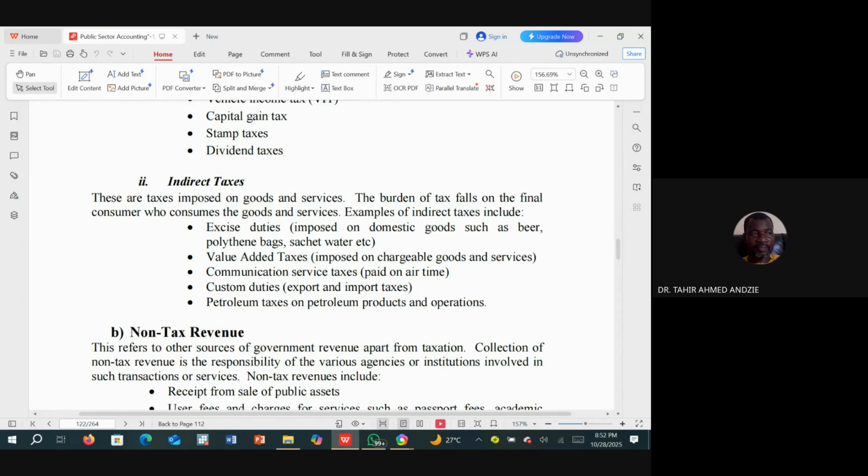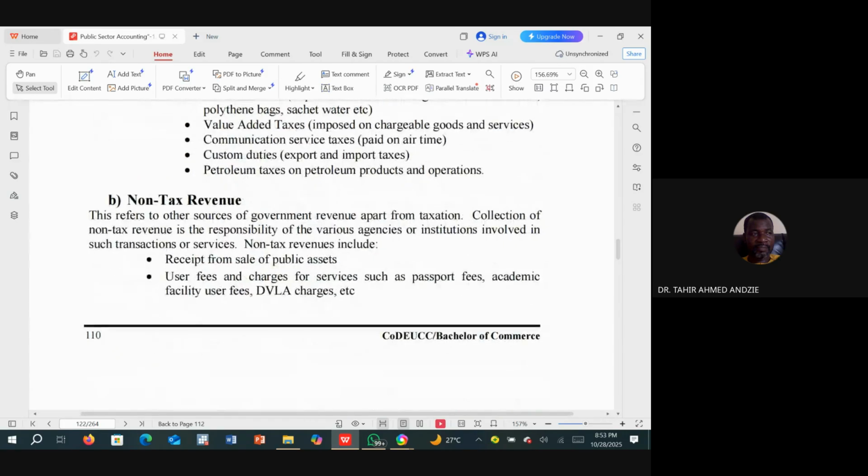So we have value added tax, which is imposed on chargeable goods and services. Then communication service tax paid on airtime. Then we have the e-levy. We haven't included it here because when we were doing the book, the e-levy had not come. E-levy is also an example of indirect tax. Then we have petroleum tax on petroleum products and services.